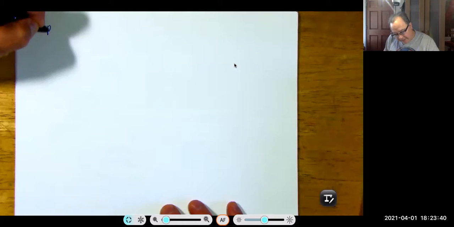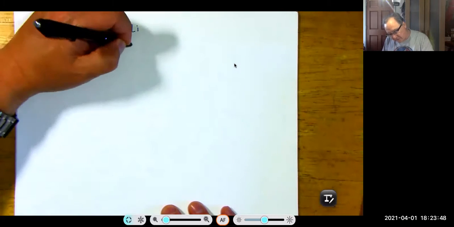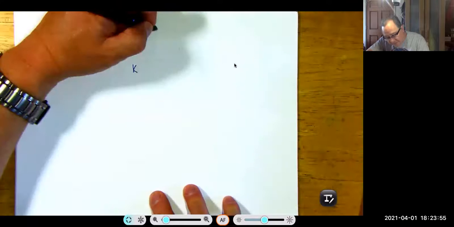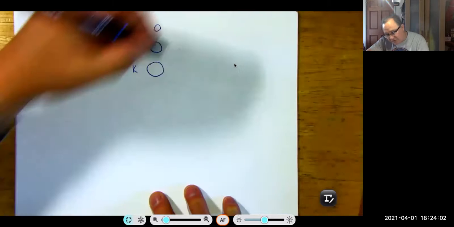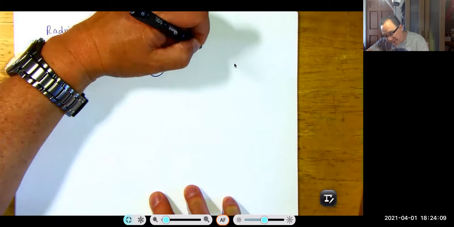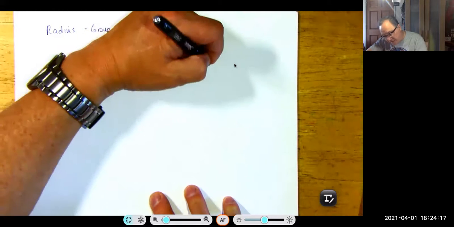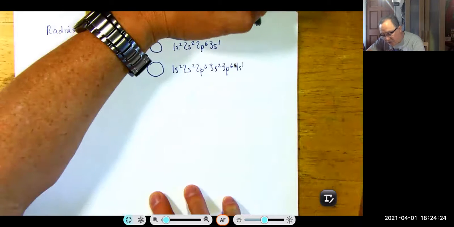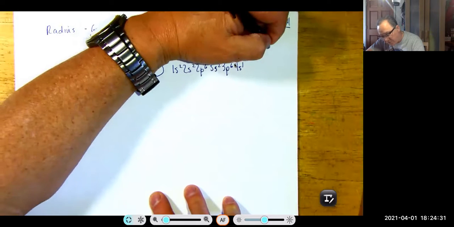So let's now look at the radius, and let's look at the group trend. Here we're going to look at lithium, sodium, potassium, and so forth. This would be lithium, this would be sodium, and this would be potassium. They just get bigger and bigger and bigger. Well, this is 1s2, 2s1. This is 1s2, 2s2, 2p6, 3s1. And this is 1s2, 2s2, 2p6, 3s2, 3p6, 4s1. So when you look at the outermost shell that has electrons in it, it's the second versus the third versus the fourth.